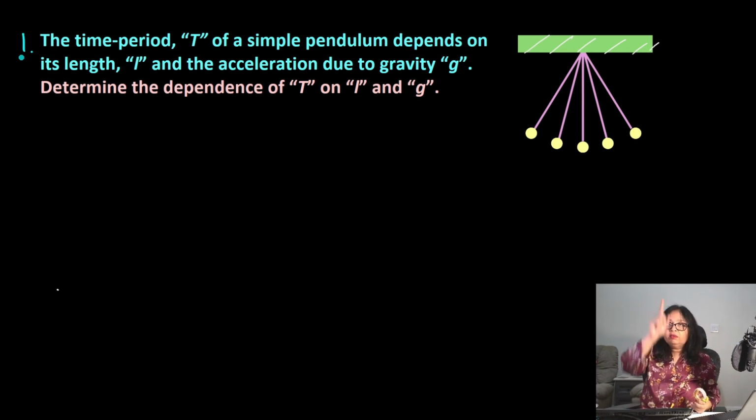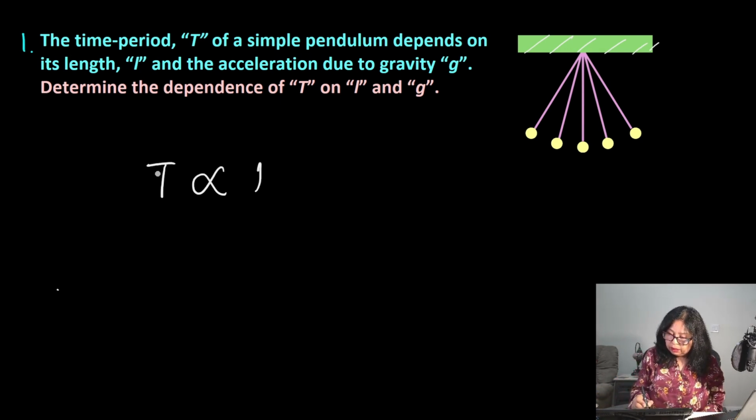One cycle is: start in the middle, go to one end, come back, go to the other side, come back. Or you could say that it starts at one extreme, goes to the equilibrium, goes over to the other side, comes back to the equilibrium, and comes back where it had started. That is one time period. We're told that this time period is proportional to the length L of the string and the acceleration due to gravity g.